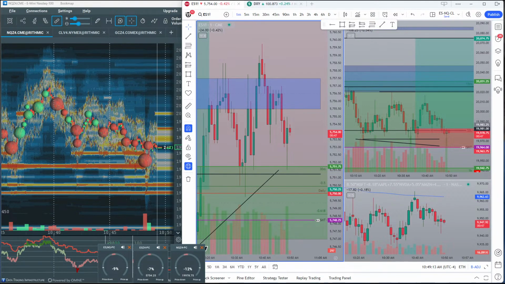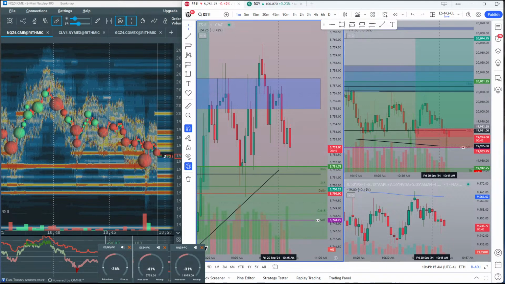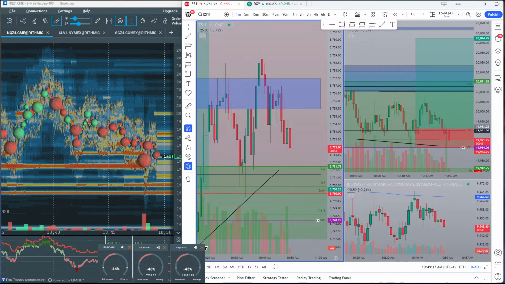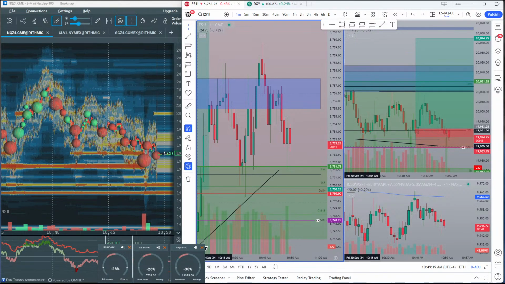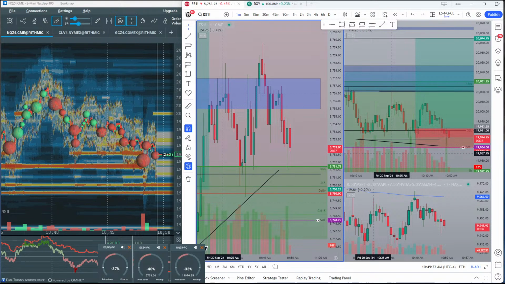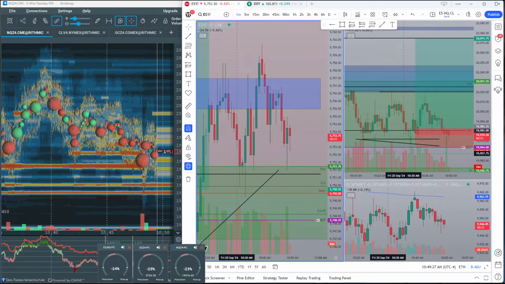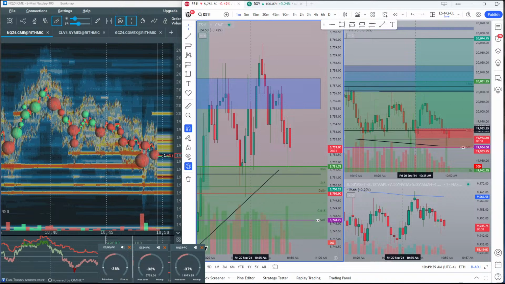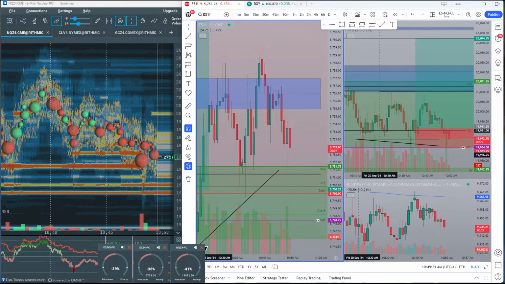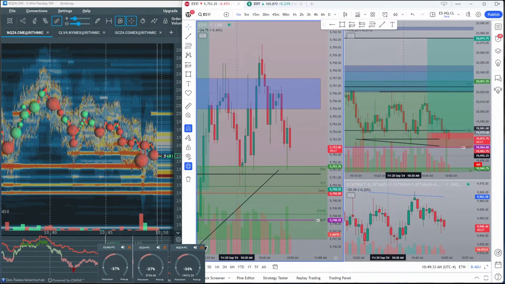Fix is trying to push lower again. I mean, I'd feel dumb to not try this long, but because we haven't broken that SMT divergence, the hard stop is at that divergent low though, 964. Once we break 964, this trade setup is entirely out the door.